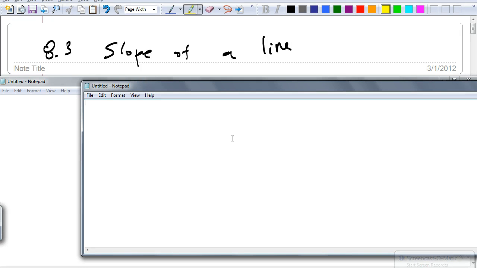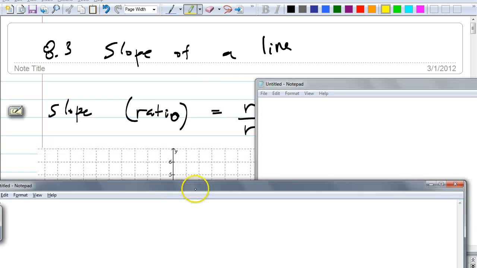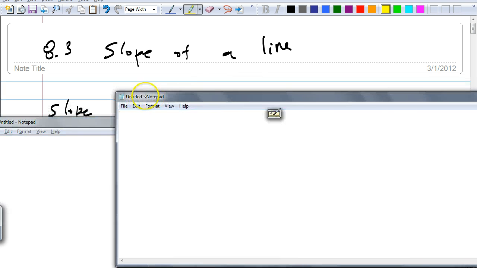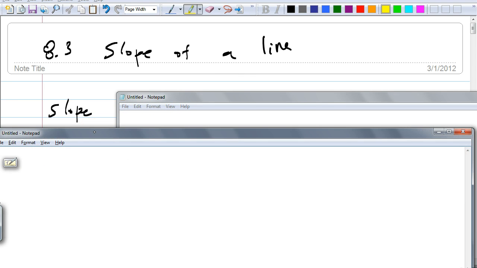So our topic today is slope of a line. Okay. Again, this is sort of a review from what we did last year. Slope of a line. Anybody know? Okay, for example, here is a line. Oops. Anybody know what a slope of a line is? How do we define slope of a line?